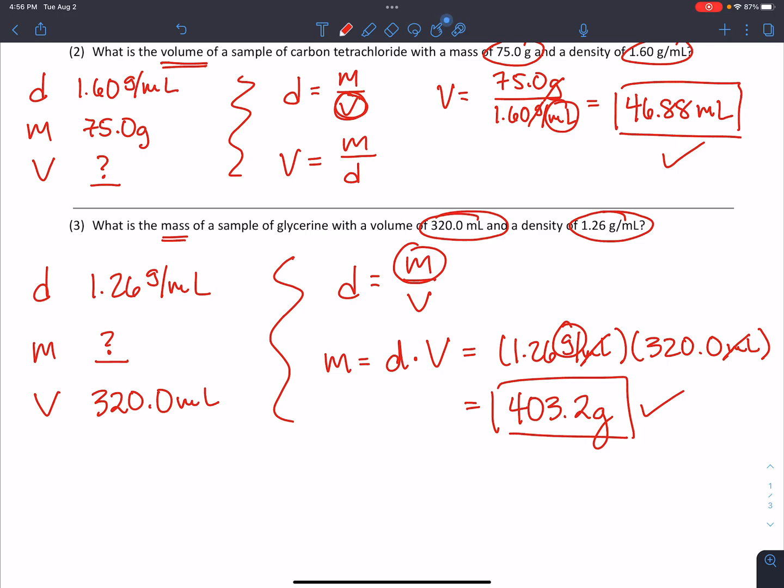Okay, so those are three very simple problems dealing with density. The second video will have a couple that are a little trickier.